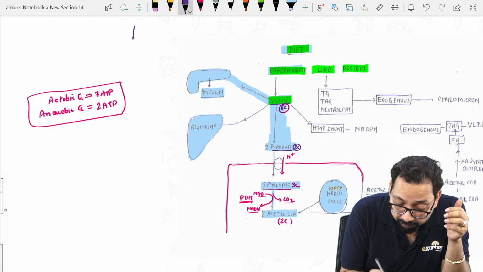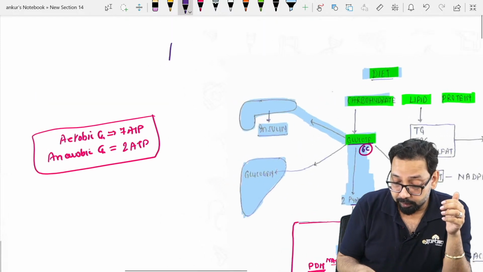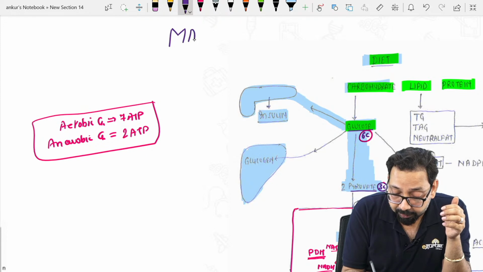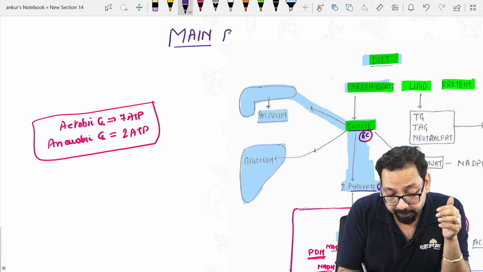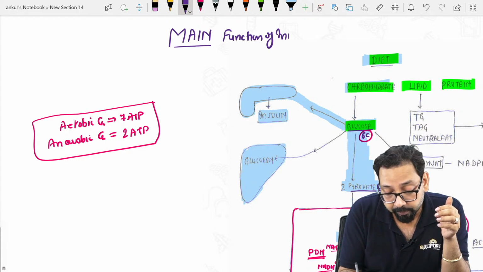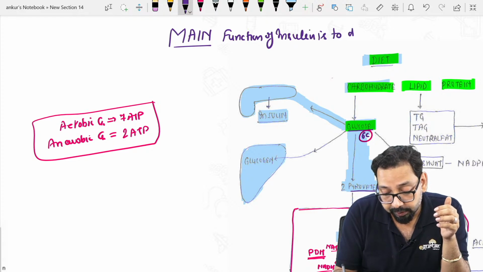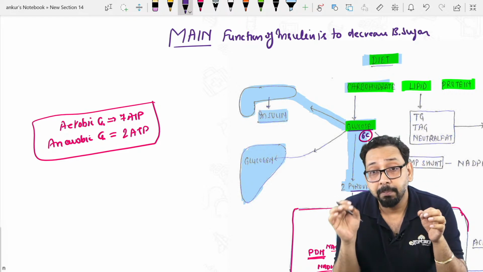Insulin, I write in a mnemonic form. MAIN. Main, I write like this. Main function of insulin is to decrease blood sugar. To decrease blood sugar.